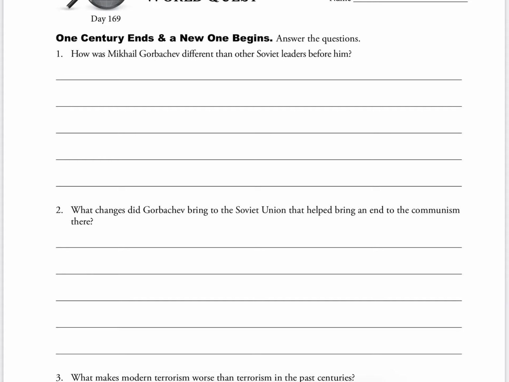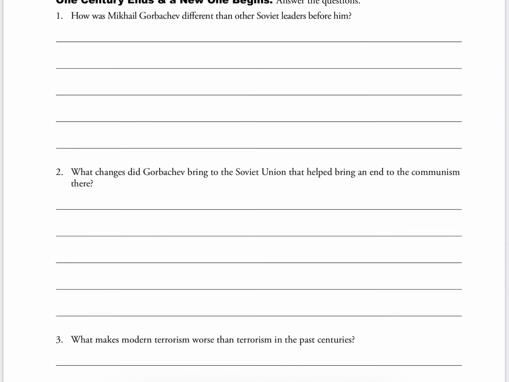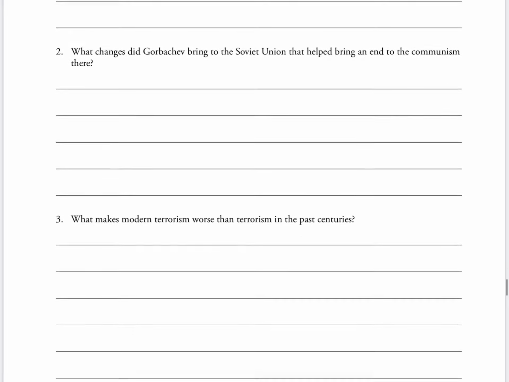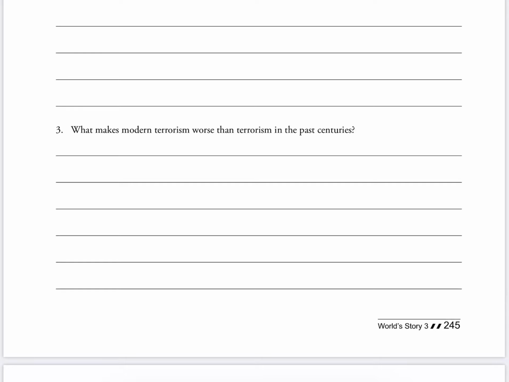So some of the questions that you'd have to answer: How was Mikhail Gorbachev different than other Soviet leaders before him? You go back to the section and read about Gorbachev, where they compare him to some of the other leaders. What changes did Gorbachev bring to the Soviet Union that helped bring an end to the communism there? Again, that's just going to be in the section on him, but we'll go over those answers in a second.